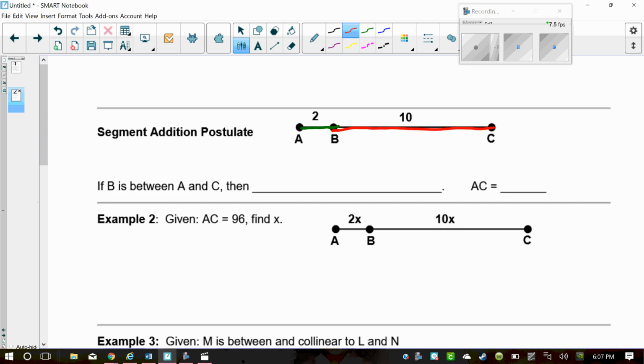What is A to C? So this right here, A to C. What is A to C? Well, we can just add them up. We have 2 plus 10. So A to C, the whole thing, is 12. Okay, so A to C is 12.